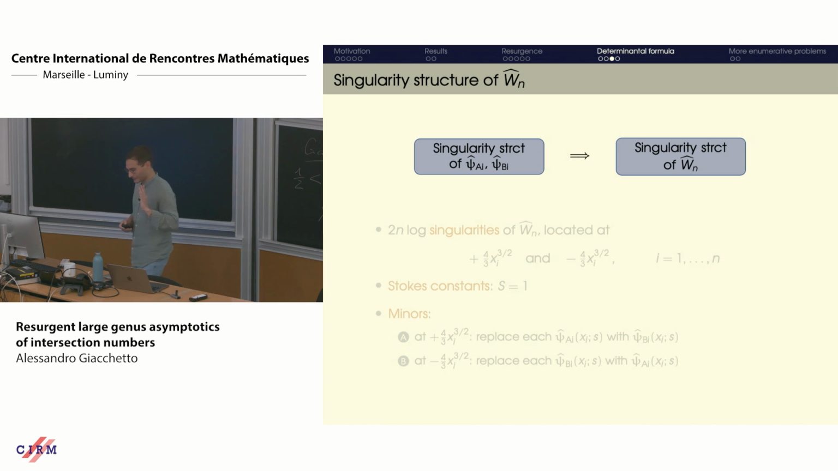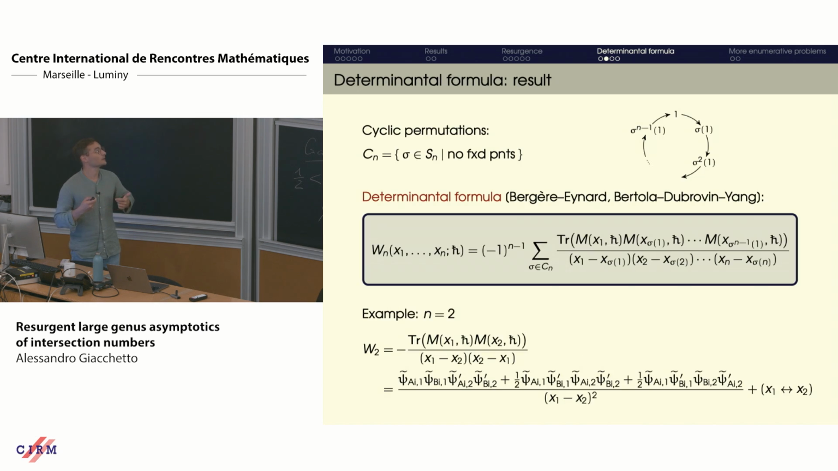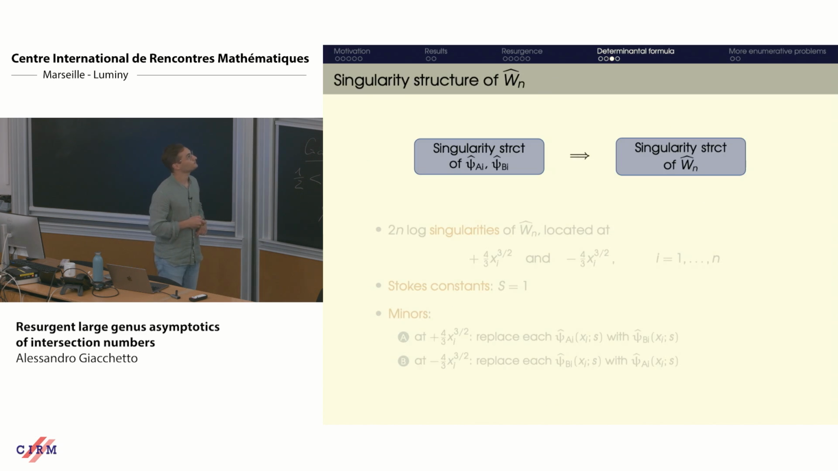So this is maybe a bit tricky to see here, but the main point is that all this resurgence business is well behaved when I consider products and sums. And as you can see from this example, this W2, for instance, is just a product and sums of Airy and Berry functions, which I perfectly understand. And I can push the knowledge of these building blocks to a knowledge for this object here that I want to understand.